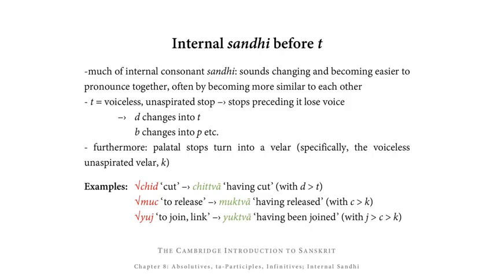And of yuj, to join or to link, we have even more of a change happening. The j loses its voice in front of the unvoiced T, but also because j is a palatal sound, it doesn't just lose its voice, it also becomes palatal, so the j changes into a ch, and that ch changes into a k, and so from yuj, to join, to link, we get yuktwa, having been joined.